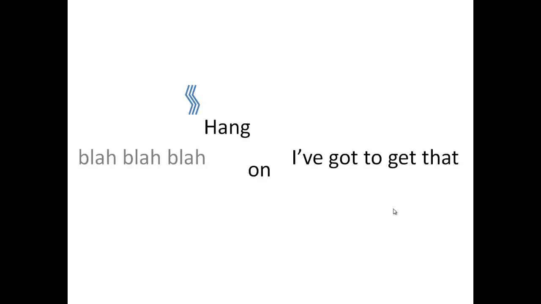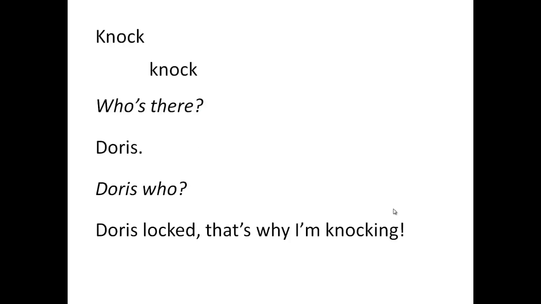Before we go into detail on the prosodic form, let's consider a simpler case, a knock-knock joke. Knock knock, who's there? Doris. Doris who? Doris locked, that's why I'm knocking. It's a pun, Doris for Doris. These are quite childish. First graders like them a lot. But let's look at it in detail.